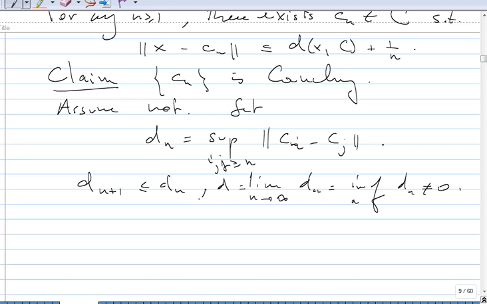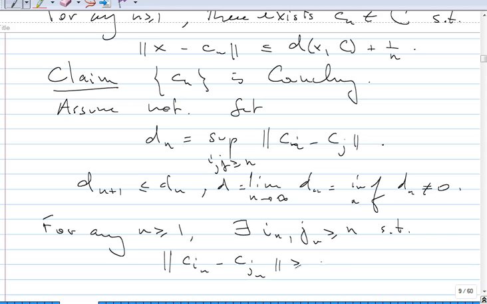We have for any n greater than 1, there exists an in greater than n such that the norm of Cn minus Cin is greater than dn over 2, because dn is positive, and dn is the sup. If you take dn minus any positive number, then you can find an element that is bigger than the sup. So in fact we can even put here strict. Okay, but the dn's are bigger than d, so this will be greater than d over 2. So it does not depend on n.